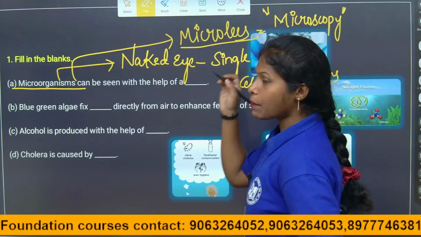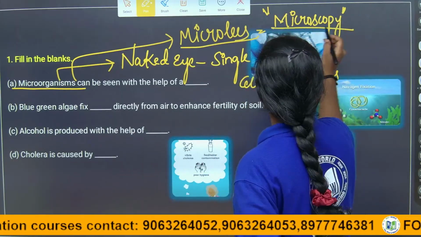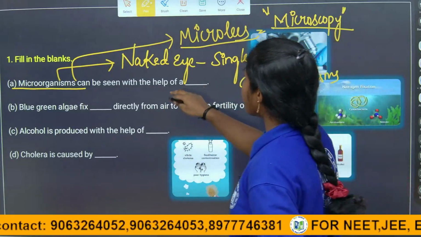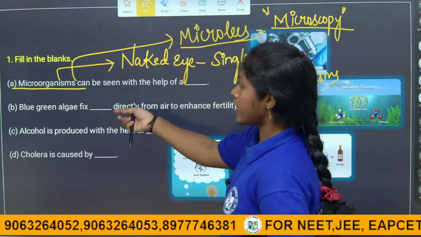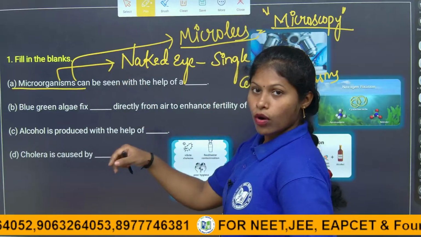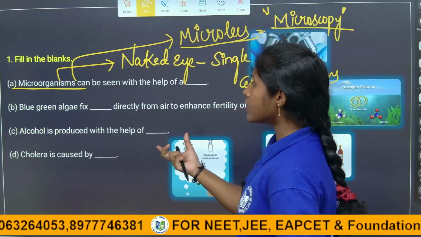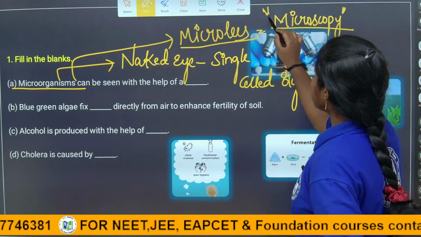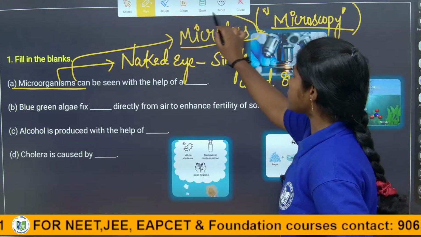So with the help of the microscope only we can see the microorganisms, right? Here the direct question they have given: microorganisms are also called microbes. Why do we call them microbes, children? Because they can be seen only with the help of a microscope. That is why the name microbes came.